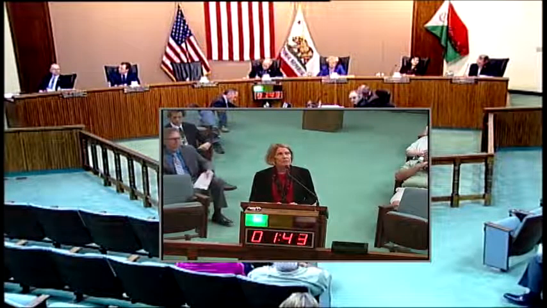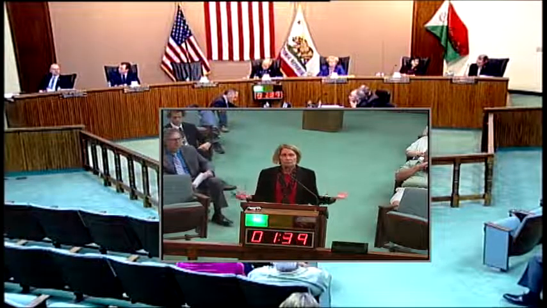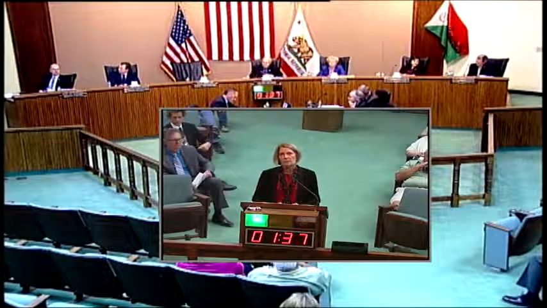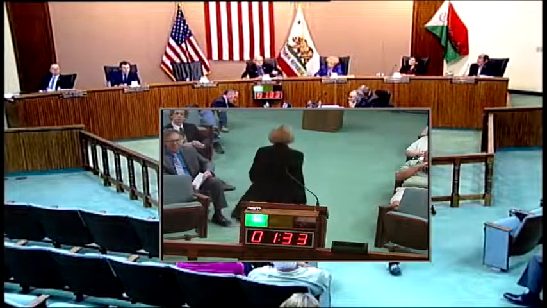So I think maybe the courthouse area would be the area, if we're trying to expand parking, that would be a good place to do it. Thank you very much. Thank you.